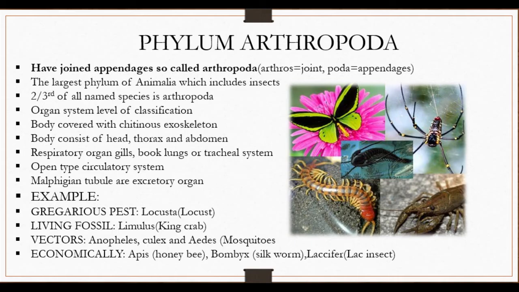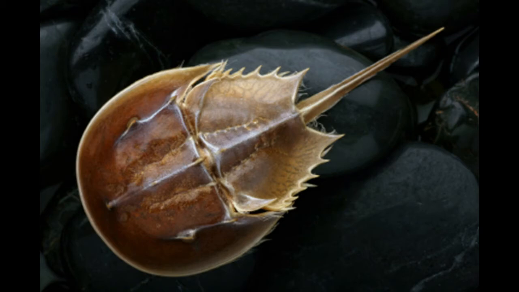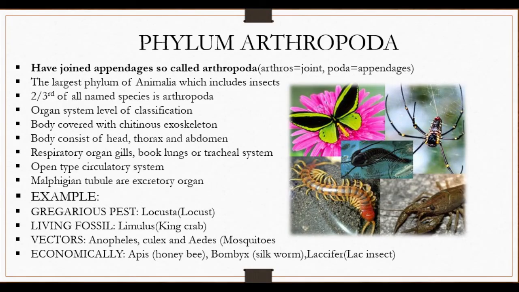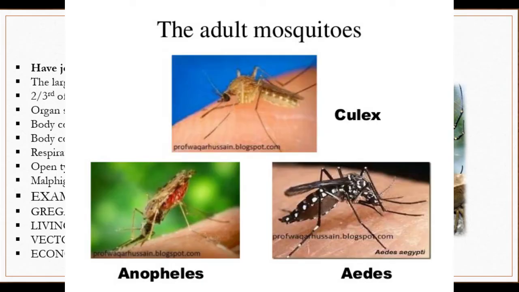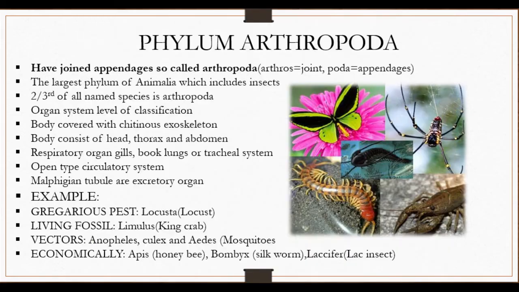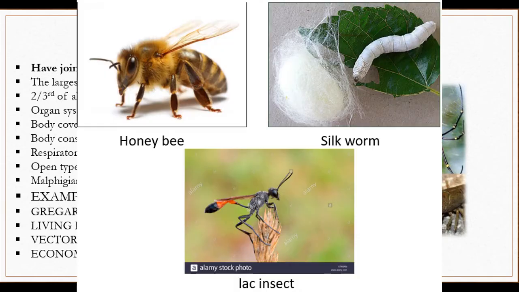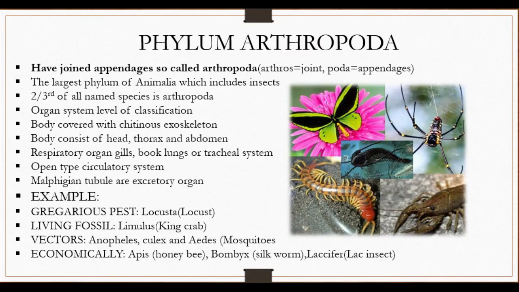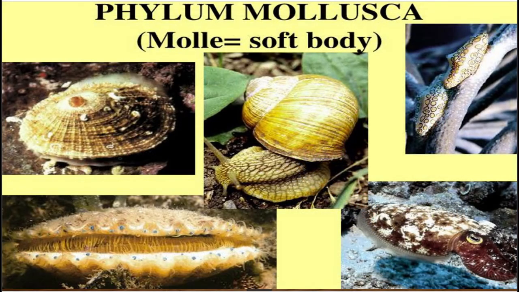The next example is a living fossil, that is Limulus, or the king crab. The next example is vectors, that is Anopheles, Culex and Aedes mosquitoes. So the mosquitoes are also a part of the phylum Arthropoda. Now the economically important arthropods such as Apis, that is the honeybee, Bombyx, that is the silkworm, and Laccifer, that is the lac insect.